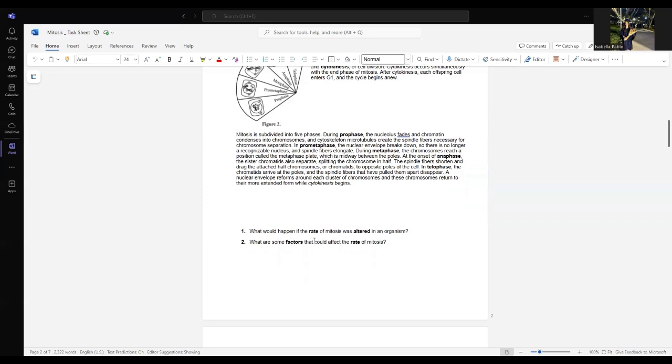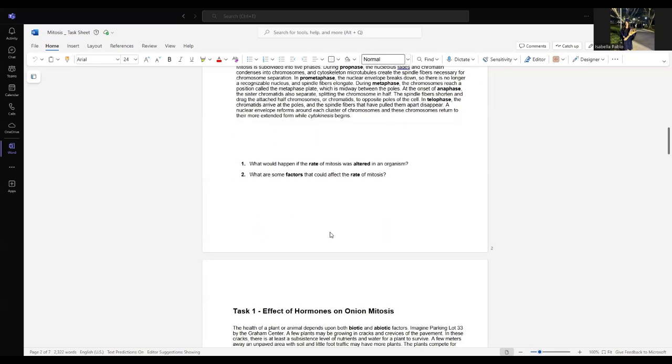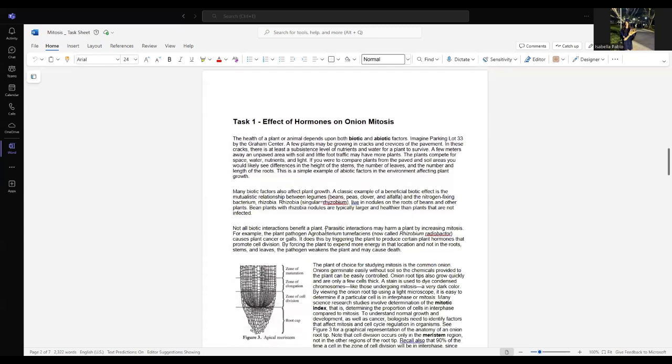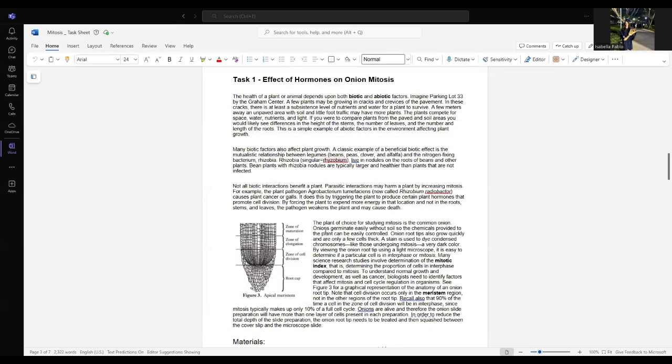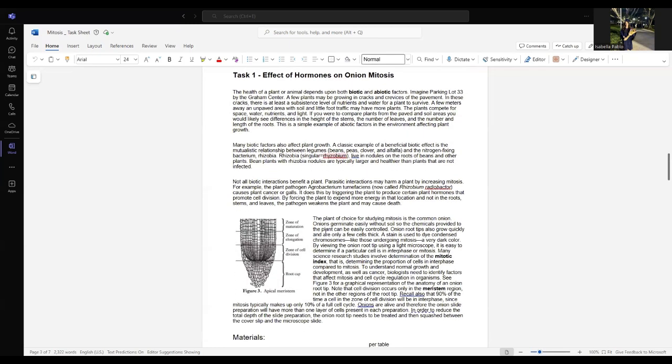You guys should learn about this in lecture, but one of the main things that can happen is uncontrolled cell replication, which is known as cancer. What are some factors that could affect the rate of mitosis? There's a few things here, but one of the big factors that you guys should have talked about in lecture is hormones, and that's what we're going to be playing around with today. This part right here is going to go into what hormones do and how they can affect onion mitosis.